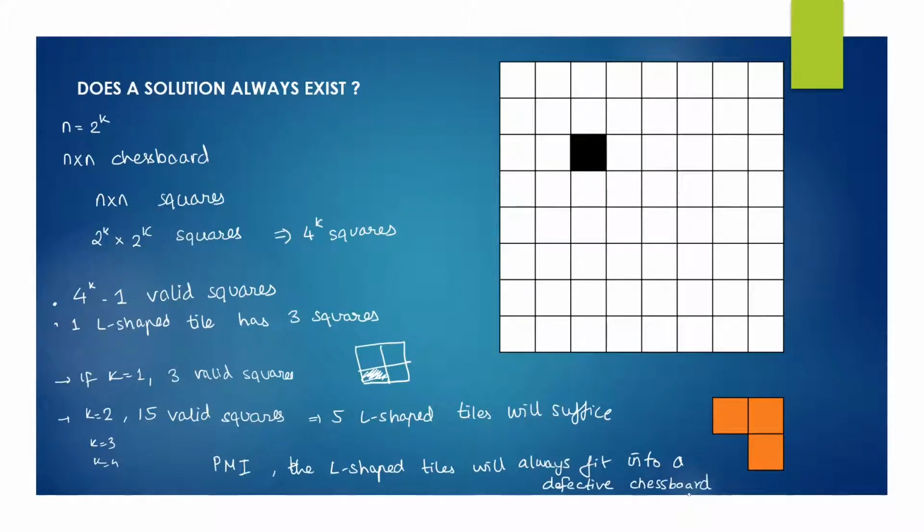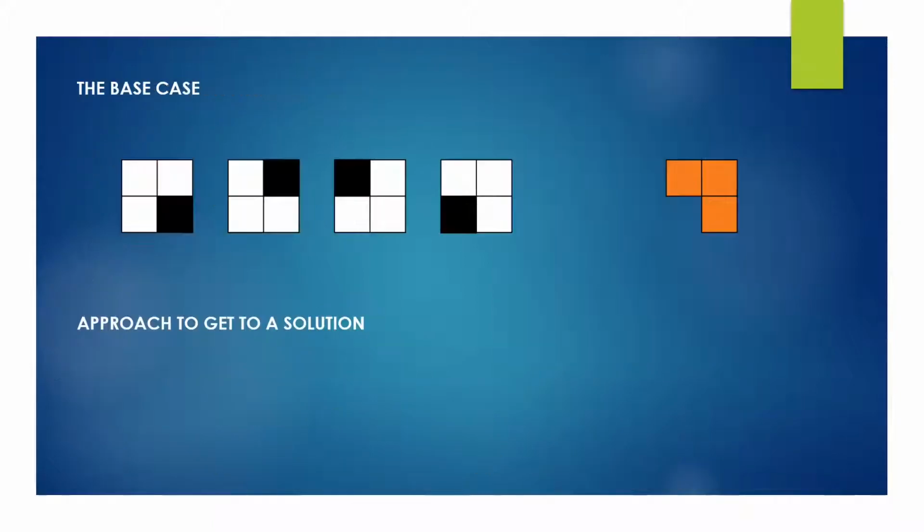Alright. So we have shown that a solution always exists, but how exactly we reach this solution is what we're going to be focusing on. Okay. So the base case, as I showed in the previous slide, is for k equal to 1. So basically you have 4 squares, out of which one is a defective square. It can be in the bottom right or top left or bottom left. Okay, so you can have any one of these 4 cases, and you've got one L-shaped tile that can fit in either of these 4 cases.